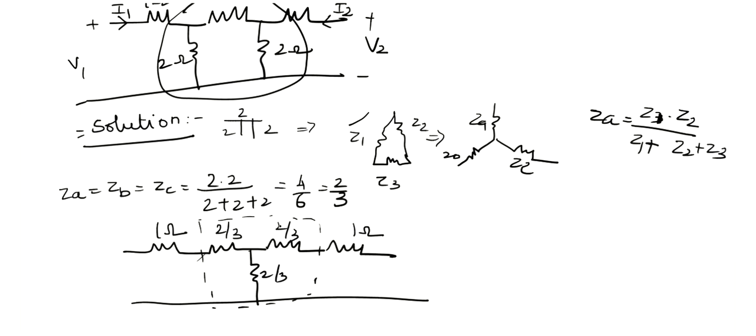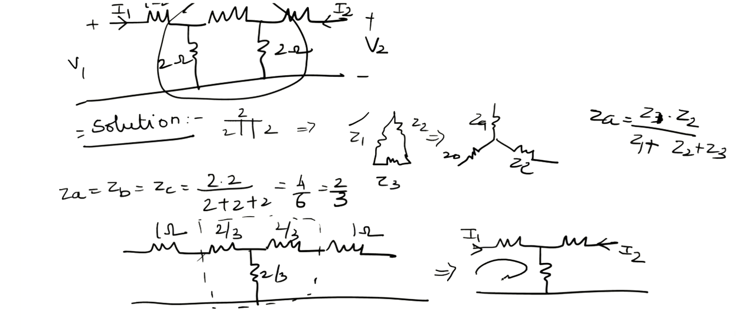This 2 by 3 and 1 ohm will be in series. Now you have to simplify your circuit diagram. You are getting only 3 resistors having two loops. This is your I1, and as usual this will be your I2. I1 is flowing clockwise and I2 is flowing anti-clockwise. 1 plus 2 by 3 value will be equal to 0.67. So definitely 1.67, 1.67, and here it is 0.67.